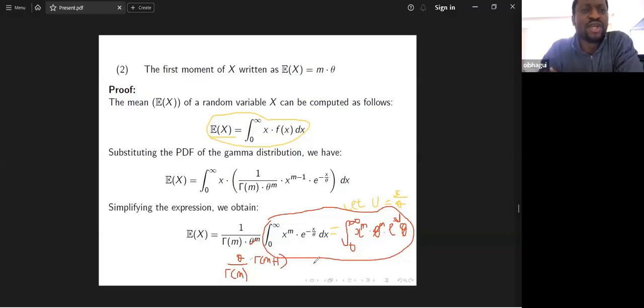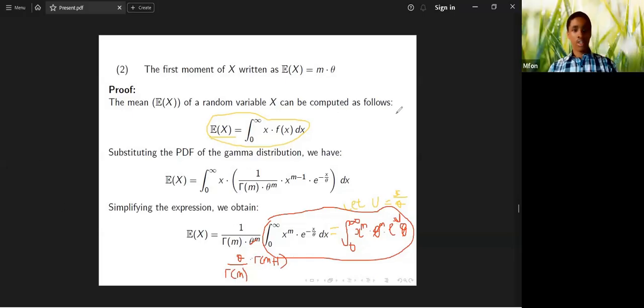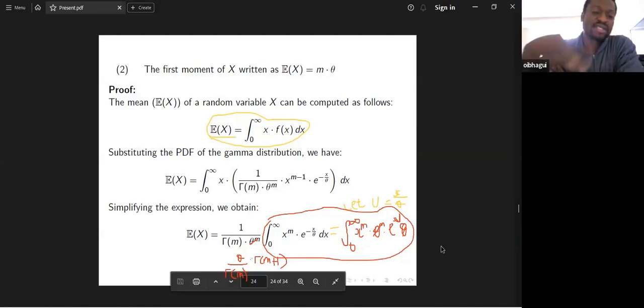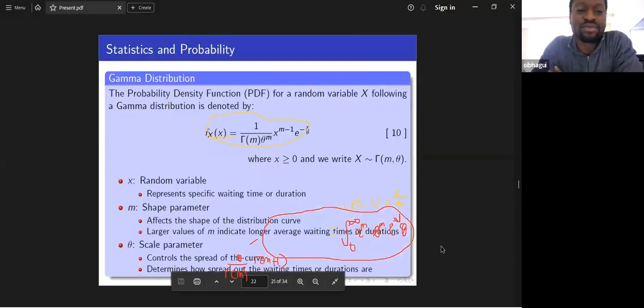Sorry for interrupting. Can you go and show us the definition again of the gamma function so we can see how the m plus 1 came about? Okay. So the main definition itself of the first one, so we can see why you are saying m plus 1, because it's supposed to be gamma m.